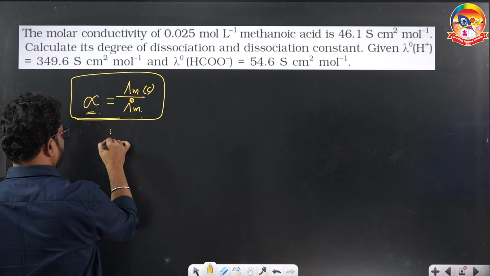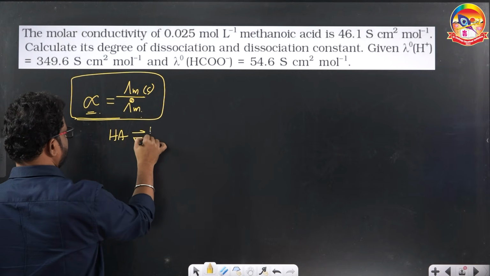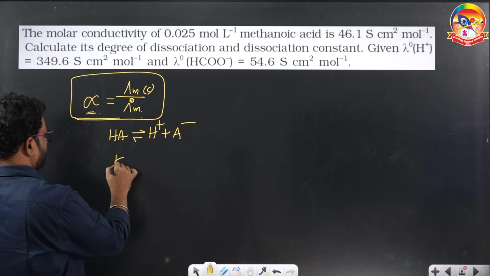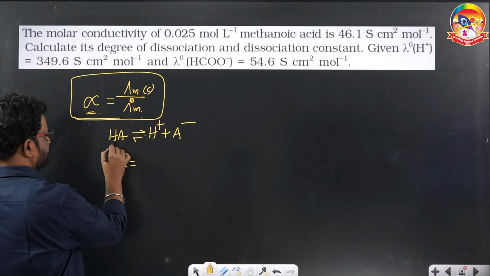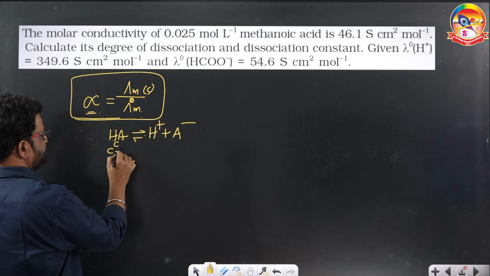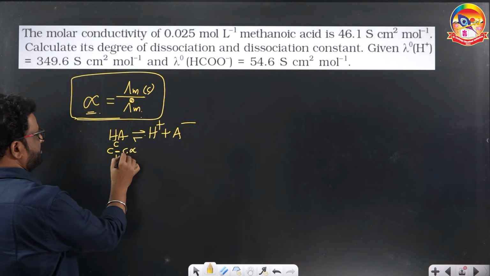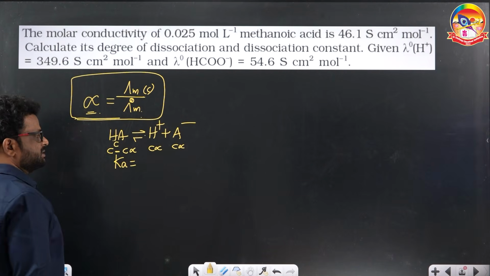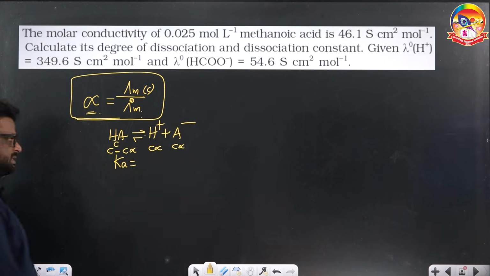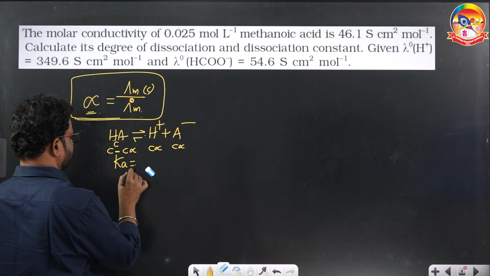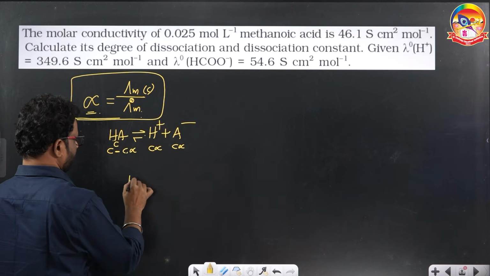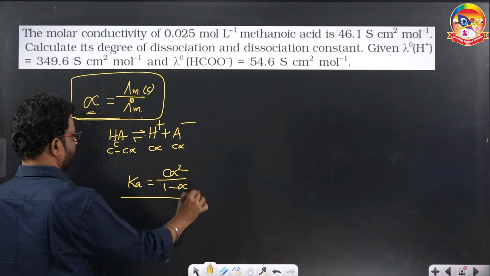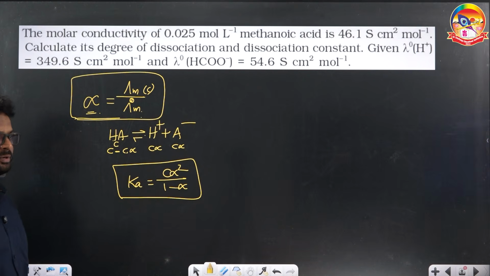Then similarly, for a weak electrolyte, say HA, H plus plus A minus is the dissociation equilibrium. Ka is equal to, if C is the initial concentration and alpha is degree of dissociation, C alpha will be the quantity that reacts. C alpha is H plus concentration. C alpha is also A minus concentration. For this equilibrium, you can get the expression for Ka as C alpha square by 1 minus alpha. For a weak acid, Ka equal to C alpha square by 1 minus alpha.